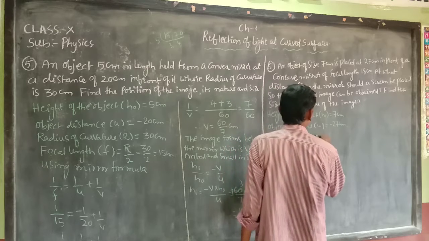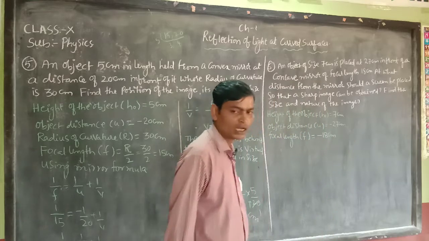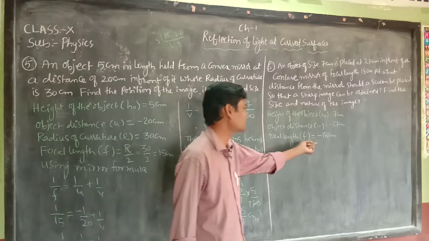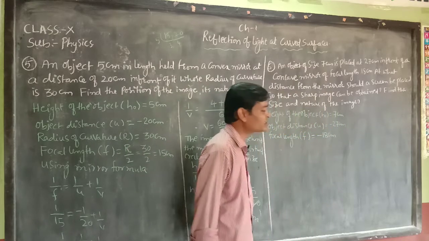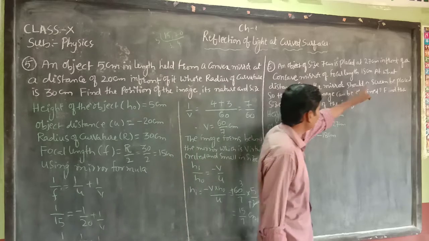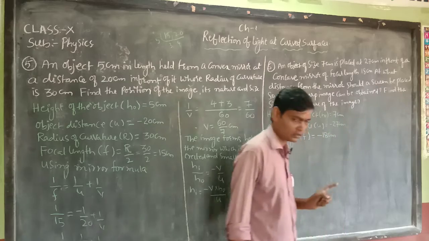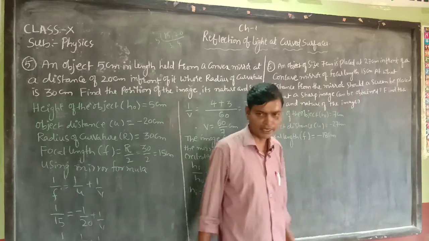And the focal length is given as 18 centimeters, but the focal length for a concave mirror is always negative. Focal length for a concave mirror is always negative. Therefore, the focal length F is equal to minus 18 centimeters. Then, what has he asked us to find? At what distance from the mirror should a screen be placed so that a sharp image can be obtained?